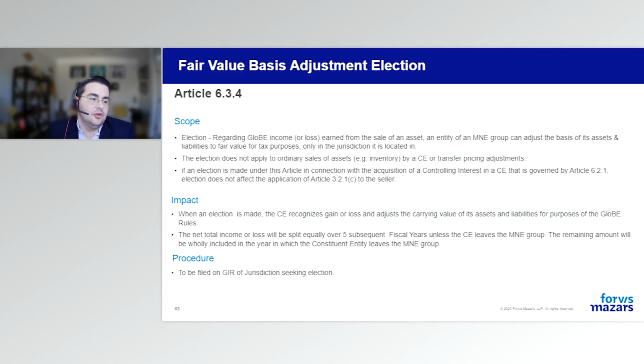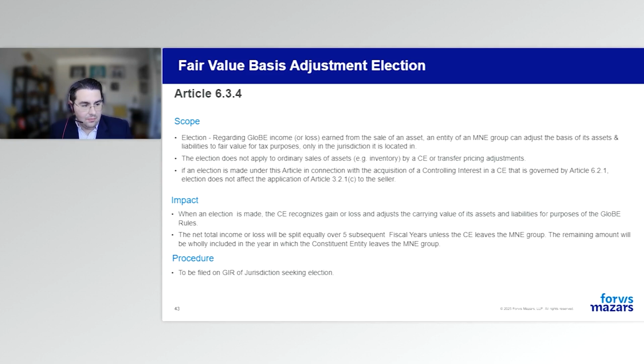So Article 6.3.4 basically provides an election that says, GLoBE income or loss earned from the sale of an asset, right? What it goes on to say is, it basically allows an entity of an M&E group to adjust the basis of its assets and liabilities to fair value for tax purposes only in the jurisdiction in which it is located. And this is kind of a deviation from that historical carrying value. It does not apply to ordinary sales of assets like inventory by a constituent entity or transfer pricing adjustments.